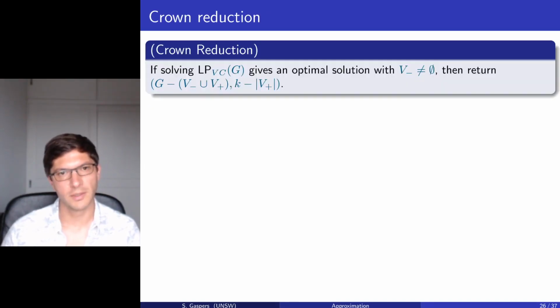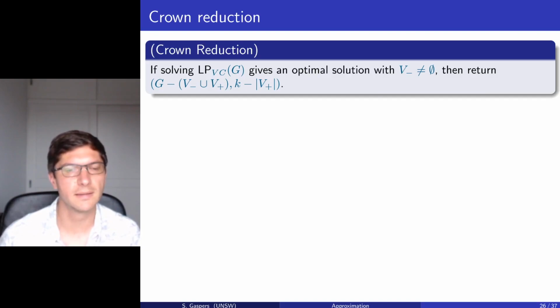So we can also formulate this as simplification rules. We have the Crown reduction rule that says if solving the linear program gives an optimal solution where V minus is non-empty, so where at least one vertex gets value less than 1/2, then we can return the graph where we deleted the head and the crown, so we deleted V minus and V plus, and we decreased k by the size of the head, so we decreased k by the size of V plus.